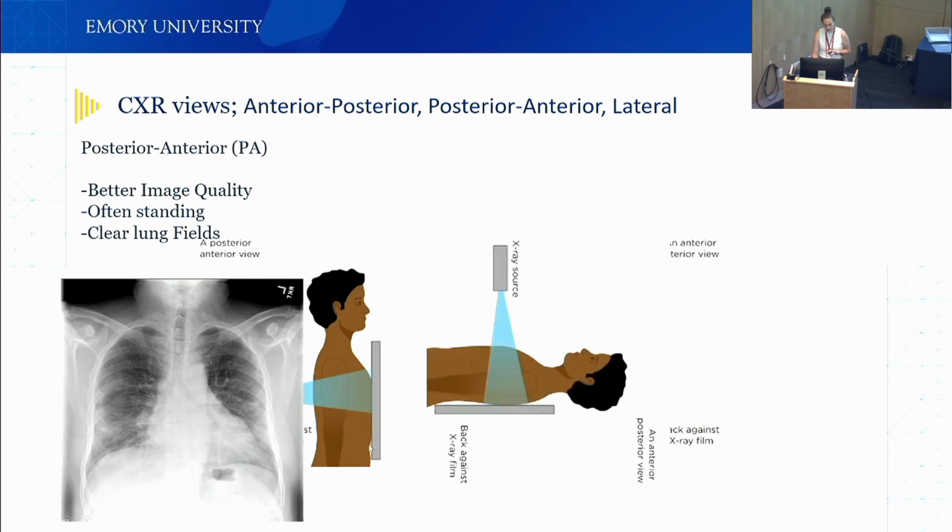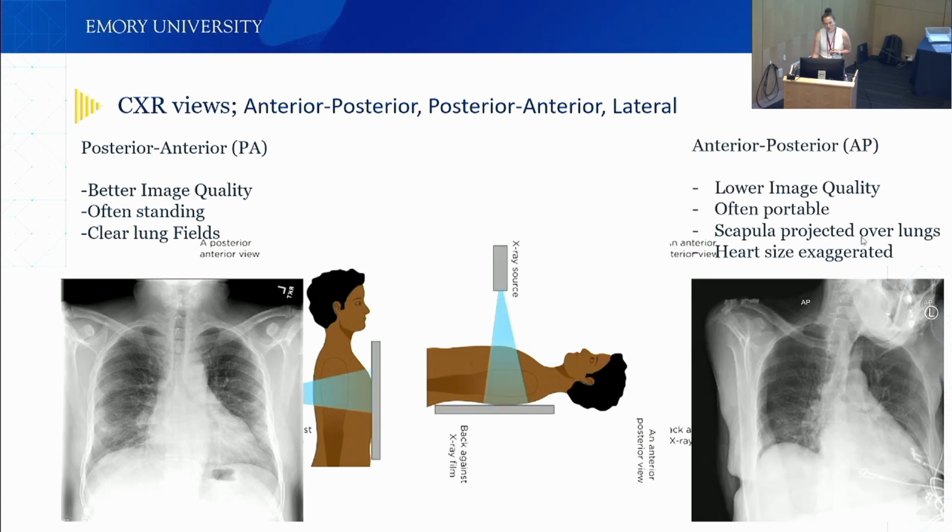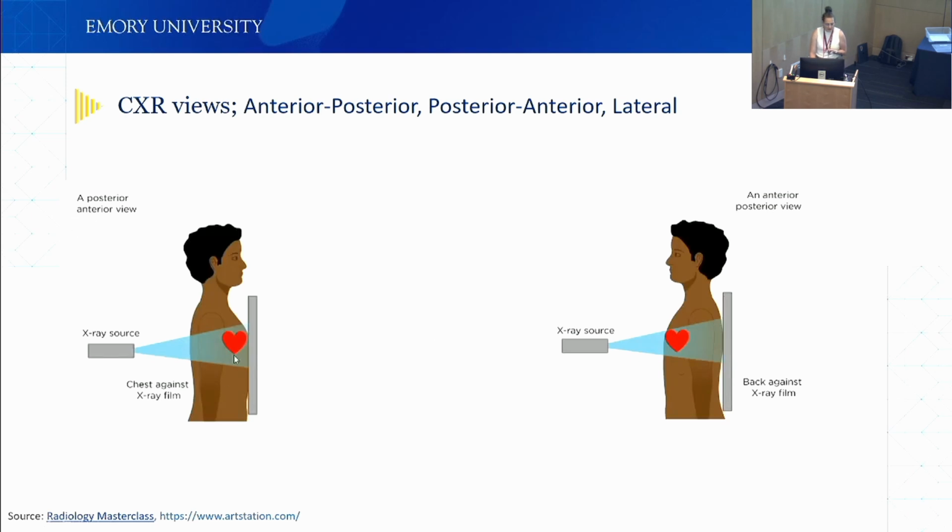You have clearer lung fields. Most of the time, the anterior-posterior ones are the ones where they're laying down. So they're most often done with a portable one. So that lowers your image quality, and your heart size is bigger. The reason for this, if we look at this, I drew this very nice heart in, is the distance between your X-ray source and your heart. If you look at the posterior-anterior views, if I had a mouse I could show you, but I can do it here. This distance is longer, but you have less scattering because you're closer to the plate. Here, this distance is shorter, but you have more scattering because it scatters on this heart.